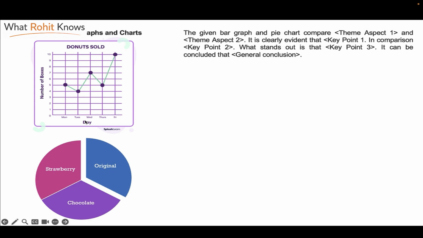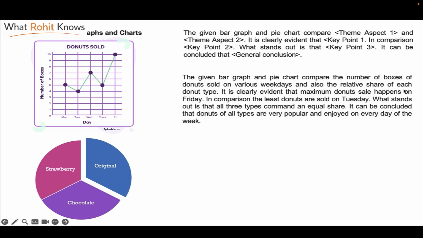So that means they are all related to the same theme, but this is one aspect of it and this is the second aspect of it. So both of those you have to highlight in the introduction, and then you can pick something from here or you can pick something from here. But basically you have to pick a high point, a low point, and then some kind of a trend or something that stands out, and finally make a conclusion.